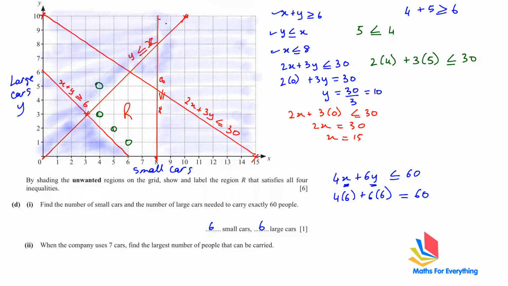So the number of people carried we have is 4x plus 6y. Let's replace the x and y with each number and see. When x is 4, y is 3. And when x is 5, y is 2. When x is 6, y is 1. Let's see what answers we get. So these are the numbers we get. We can see the highest is when x is 4 and y is 3. The answer is 34. The largest number of people that can be carried.